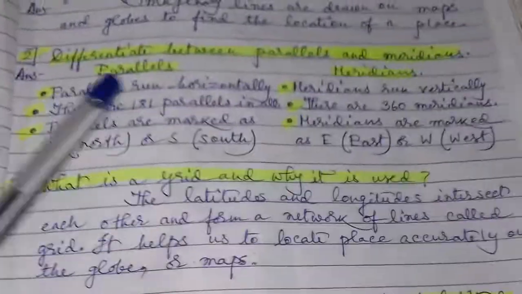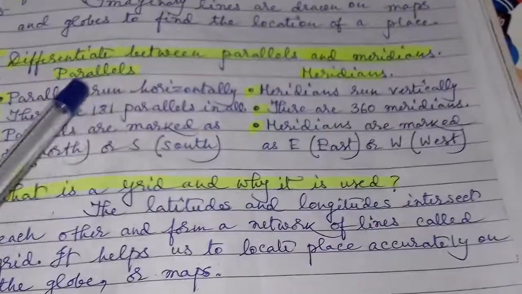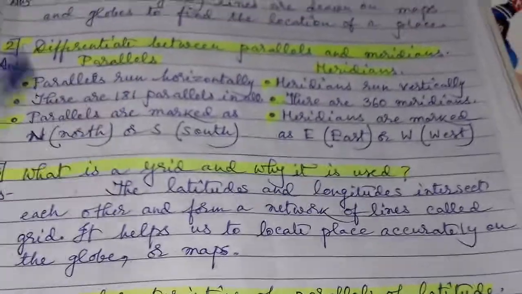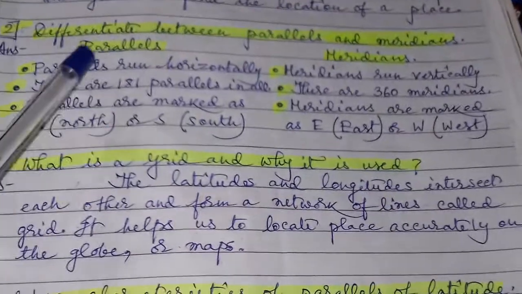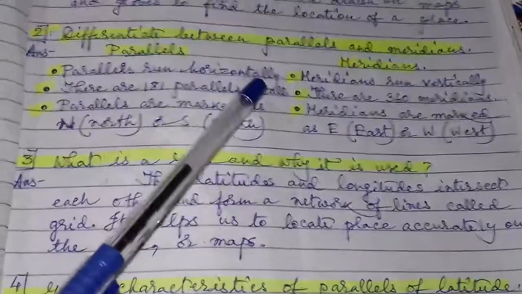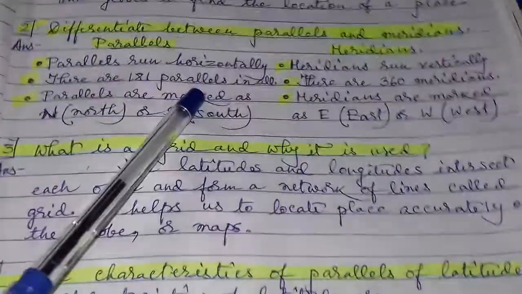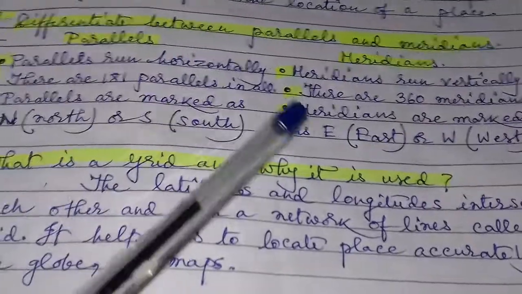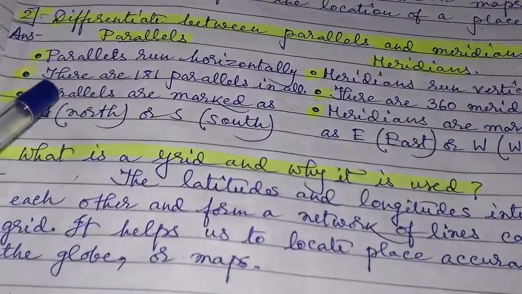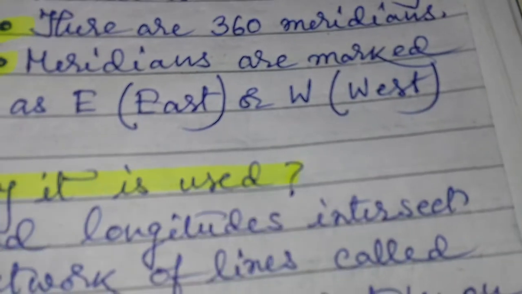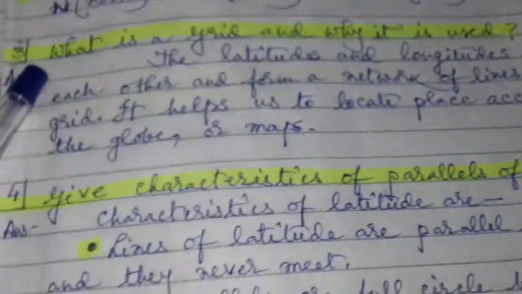Parallels and meridians, you have to maintain two columns. I told you earlier, two columns, and then the points. Under parallels, the first point is parallels run horizontally, and under meridians, the first point, which is opposite to this, is meridians run vertically. There are 181 parallels in all. There are 360 meridians, and parallels are marked as north or south in latitudes, and meridians are marked as east or west.